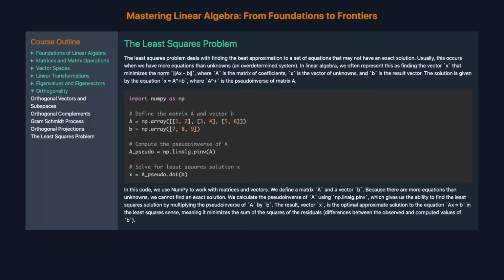of matrix A. In this code, we use NumPy to work with matrices and vectors. We define a matrix A and a vector b. Because there are more equations than unknowns, we cannot find an exact solution. We calculate the pseudo-inverse of A using np.linalg.pinv, which gives us the ability to find the least squares solution by multiplying the pseudo-inverse of A by b. The result, vector x, is the optimal approximate solution to the equation Ax = b in the least squares sense, meaning it minimizes the sum of the squares of the residuals, differences between the observed and computed values of b.